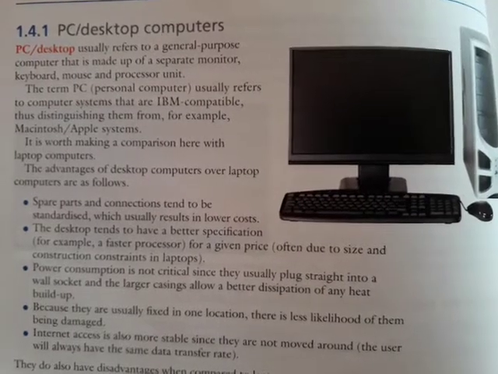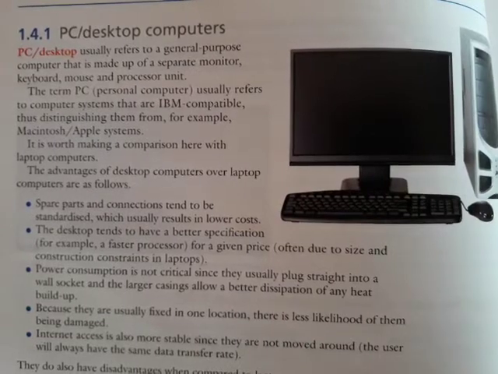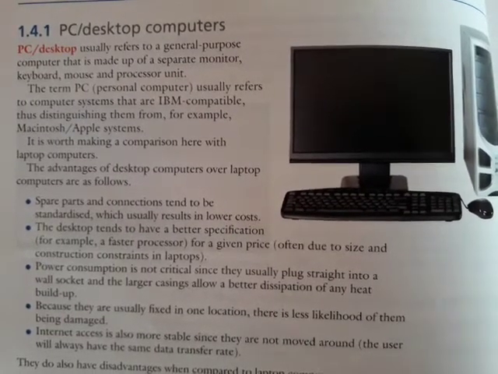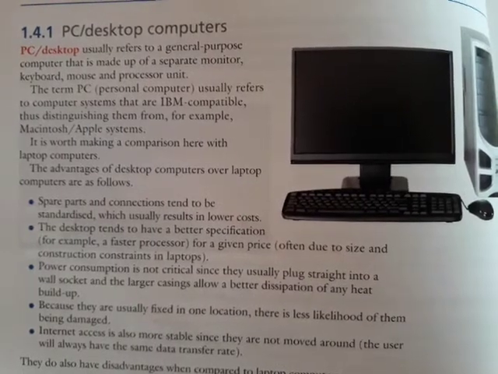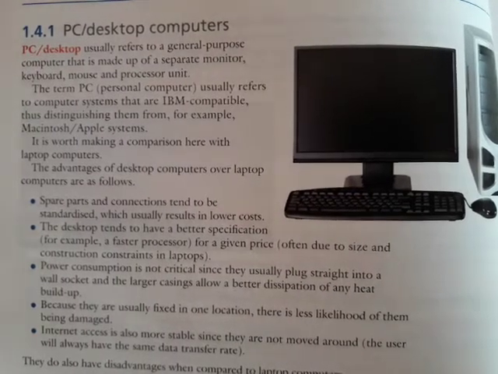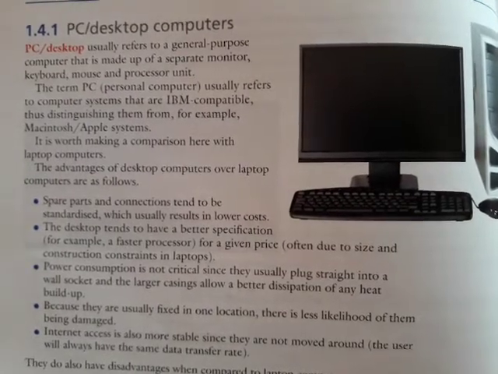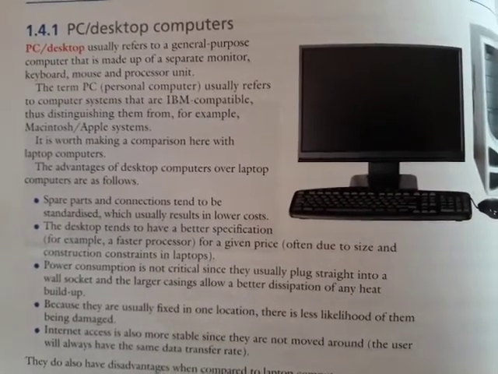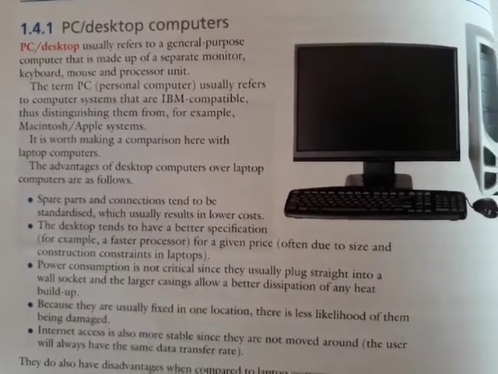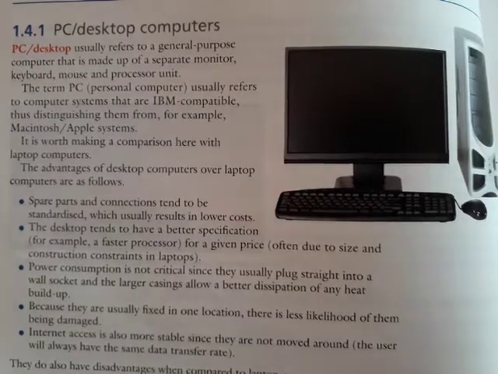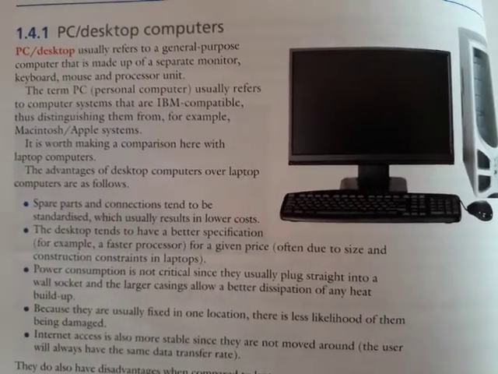The first type of computer is the desktop computer, or you can say the personal computer, that is PC. Now what is a PC? PC or personal computer usually refers to a general purpose computer that is made up of a separate monitor, keyboard, mouse and processor unit. So you can see the desktop image at the right side. It consists of keyboard, mouse, monitor and a CPU, that is processing unit.